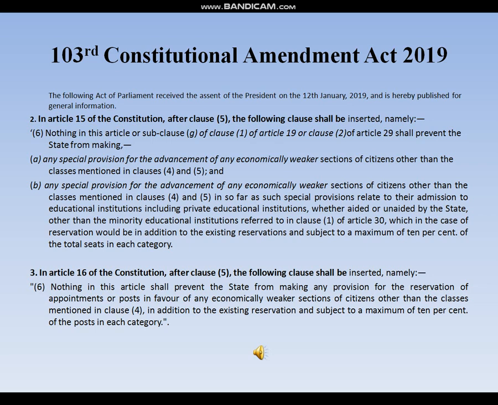Similarly, Article 16 is for the reservation of appointment in posts, again for economically weaker sections of the society. So here you have the Constitutional Amendment Act which was challenged before the court.